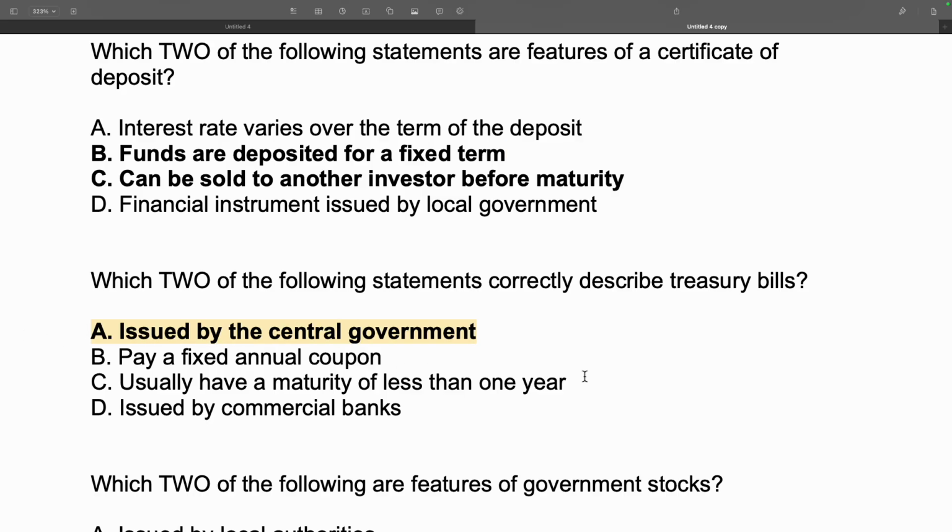Then, pay fixed annual coupon? No. Usually have maturity less than 1 year. So the answer should be A and C. Good. Okay, let's go on to the next question.